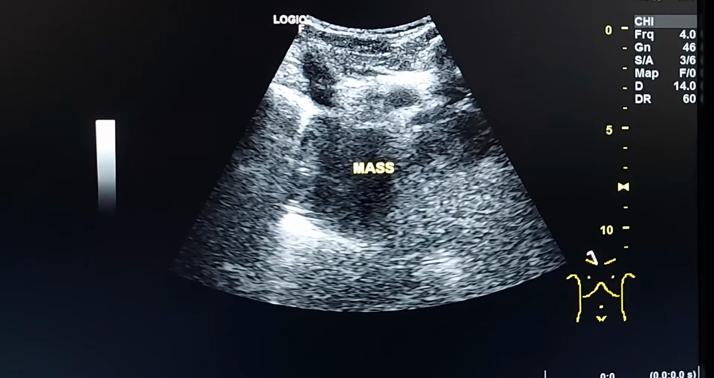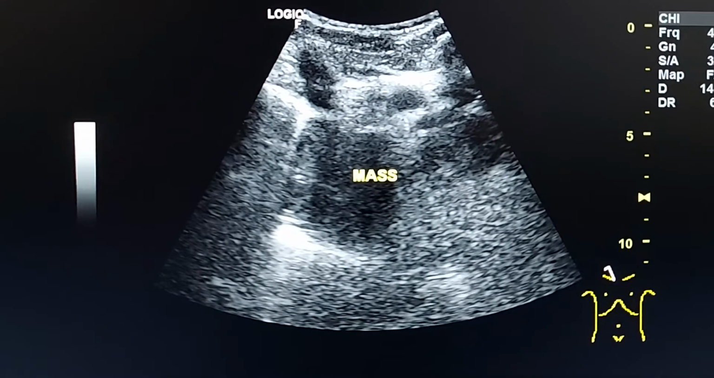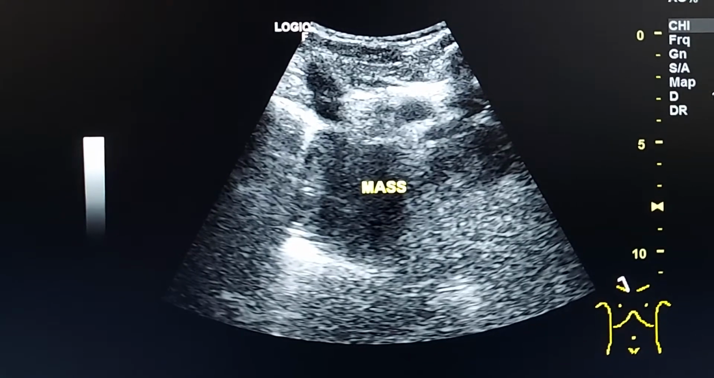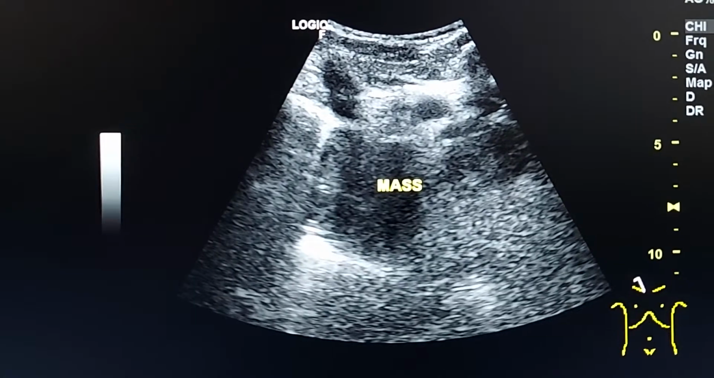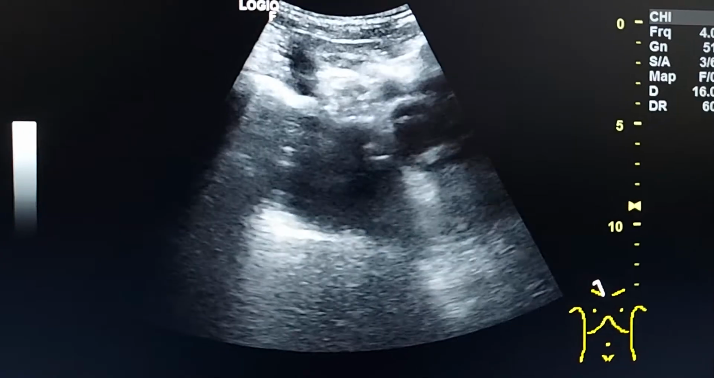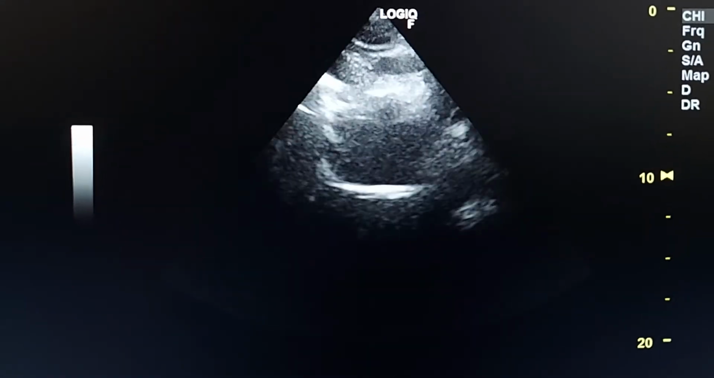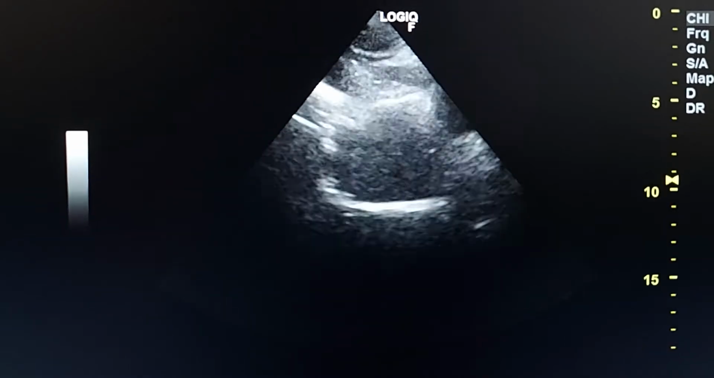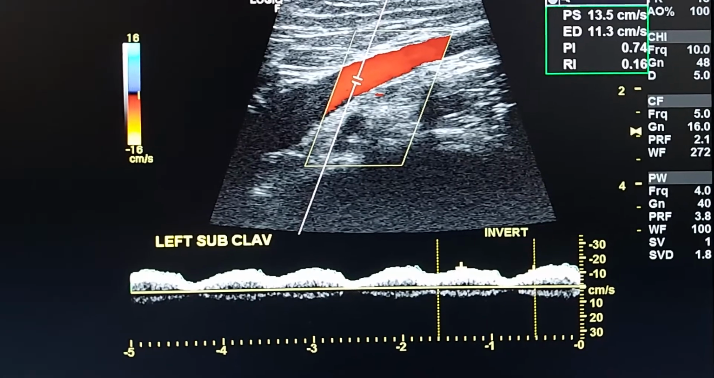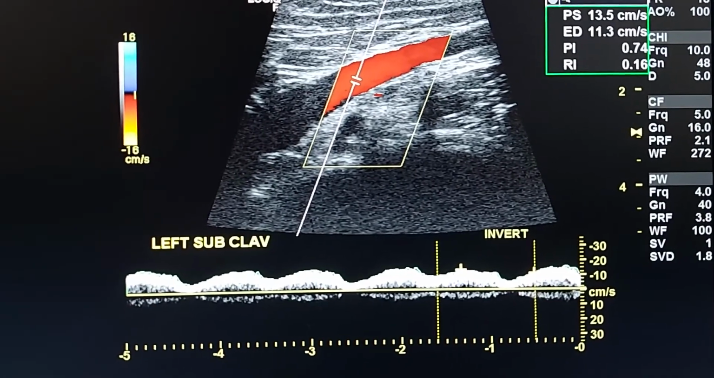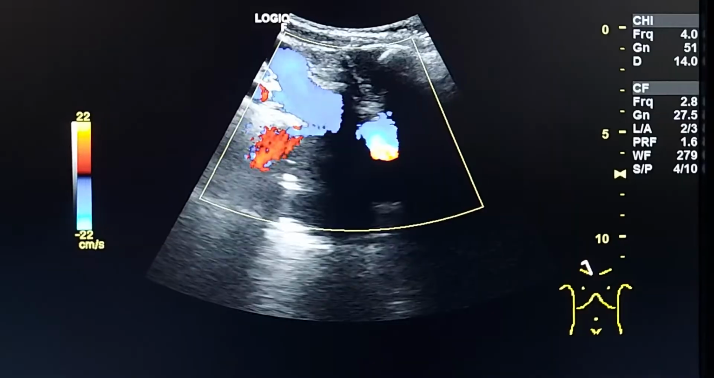So we have a mass lesion compressing the right brachiocephalic vein, seen by a nearly coronal section at the suprasternal notch. This is the same view by cardiac probe. This is the flow in the left subclavian vein, and here the flow in the right.